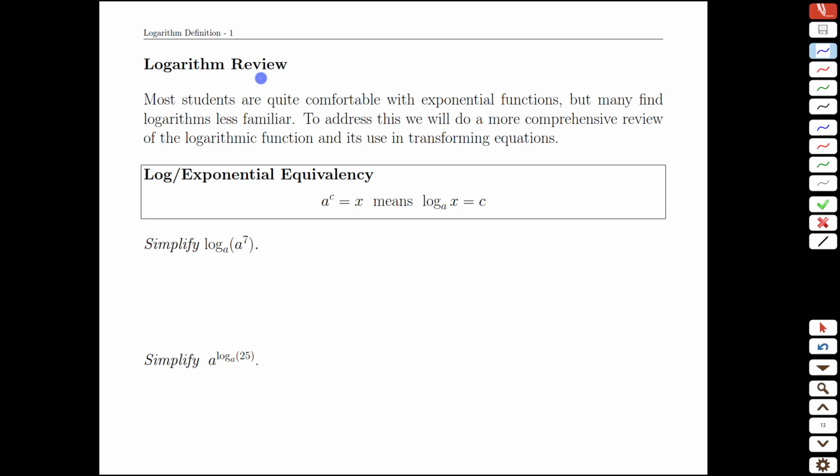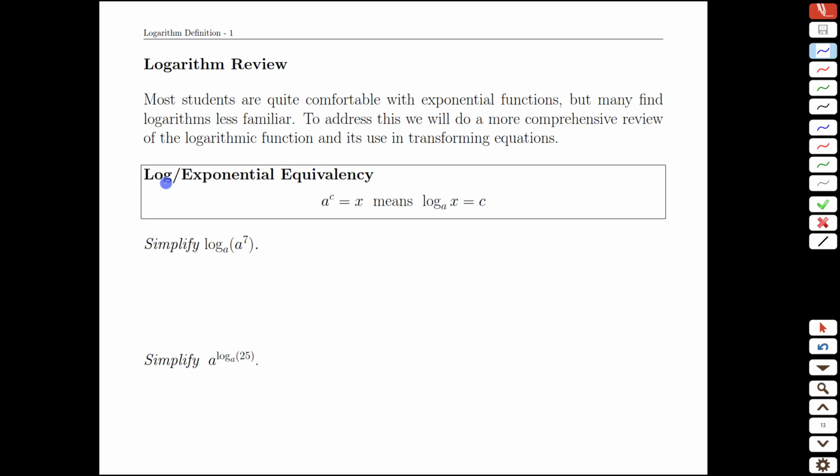At this point of the course, we found it helpful to introduce a brief logarithm review. Most students tend to be comfortable with exponential functions, but seem a little less certain when it comes to logarithms, at least on average. If you feel comfortable with them, that's fantastic. This should be just a very quick recapitulation of what you already know.